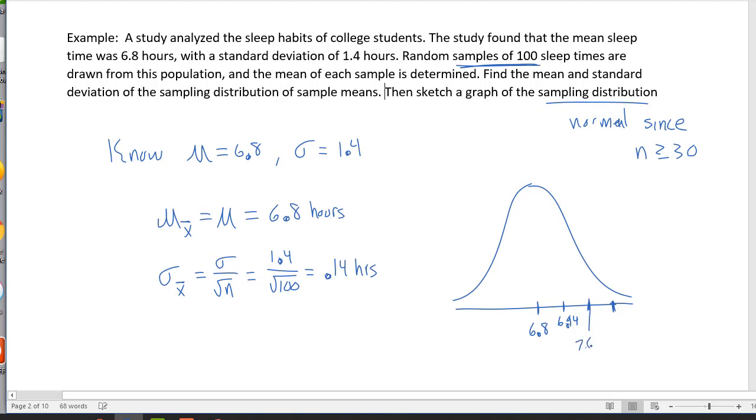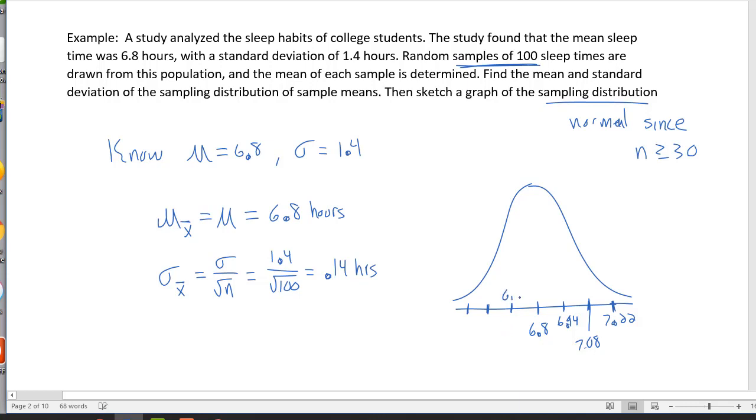I didn't give myself enough room. This is bad board management. And then my 3 standard deviations from the mean is going to be 7.22. And then I would continue that process to the left. So I'm going to do 6.8 minus 0.14 using my calculator. That's going to be 6.66.